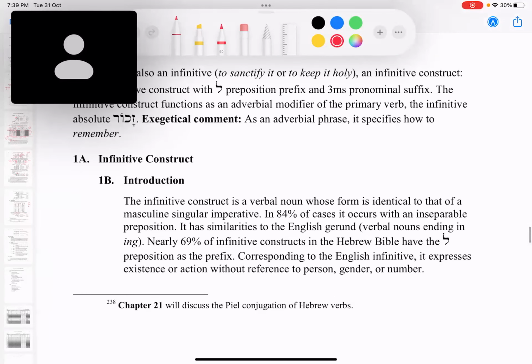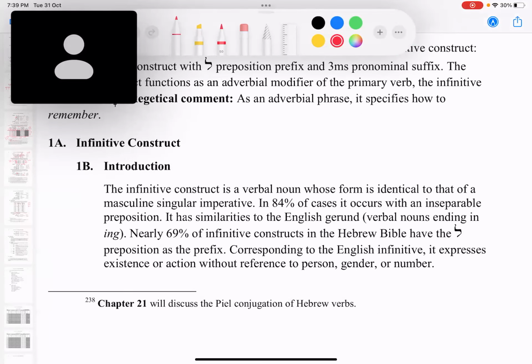Infinitive construct. Now, infinitive construct is a verbal noun whose form is identical to that of the masculine singular imperative. In 84% of cases, it occurs with an inseparable preposition. As I already told you, that inseparable preposition lamed, it occurs with inseparable preposition lamed, and it has similarities to the English gerund, that is a verbal noun ending in ing.